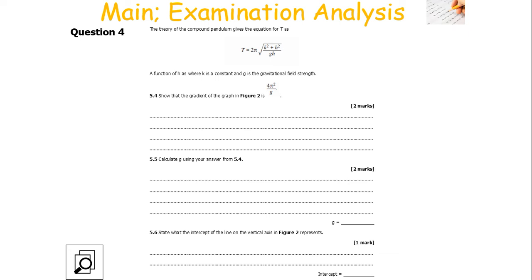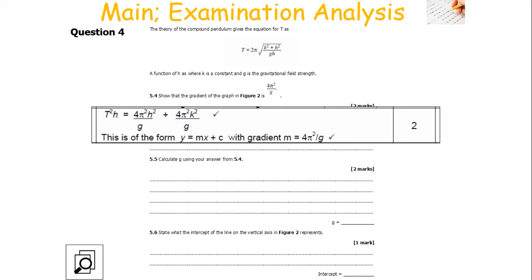We know from the question we are given the equation for T. So what we would say is t squared h equals 4 pi squared h squared over g plus 4 pi squared k squared over g. How do we know this? We're taking the terms through and working it out. We've squared both sides of that original equation. So we've got t squared equals 4 pi squared, because (2 pi) squared is 4 pi squared, times k squared plus h squared over g h, because the squaring has removed that square root term.